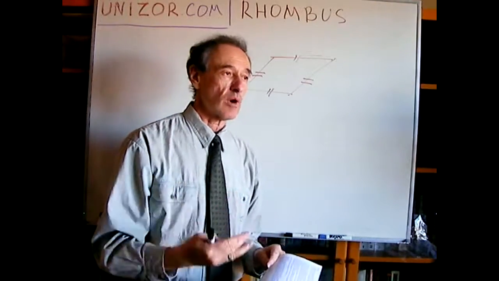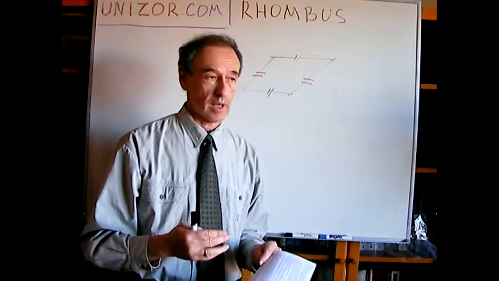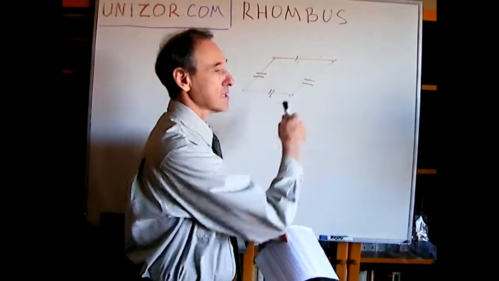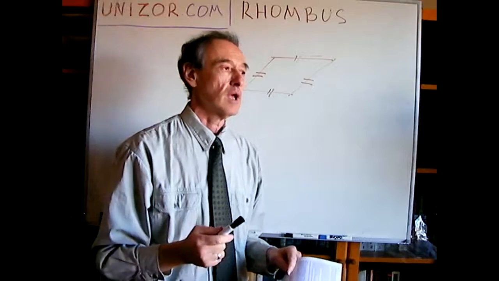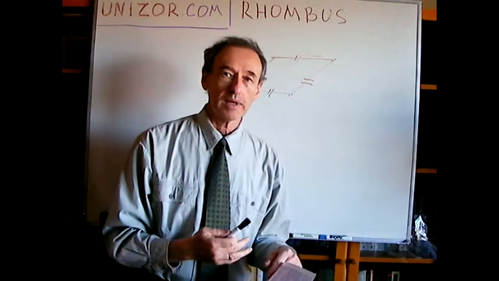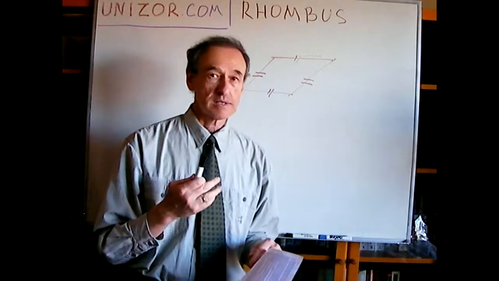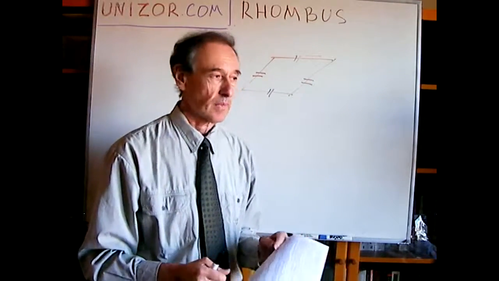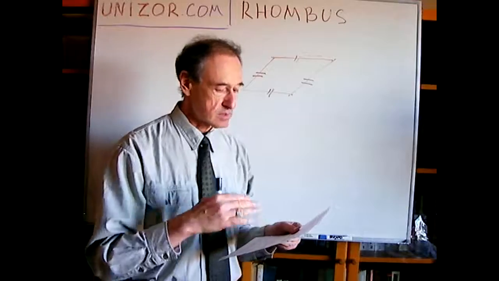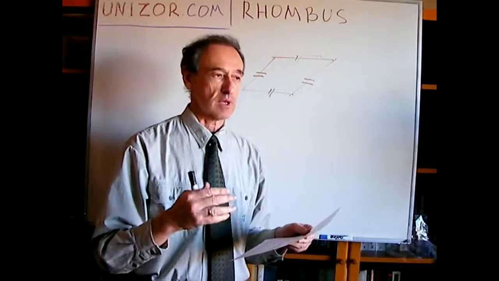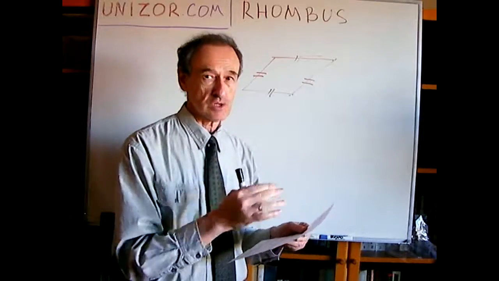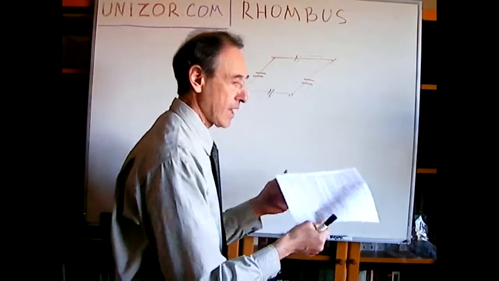Now, since the rhombus is a parallelogram, and it also has some specific quality that all sides are congruent to each other, all the properties of the parallelogram are supposed to be true for the rhombus as well. I will just mention all these properties because they were discussed and proven in the previous lecture. So I'll just mention them here. That's why I have this piece of paper.